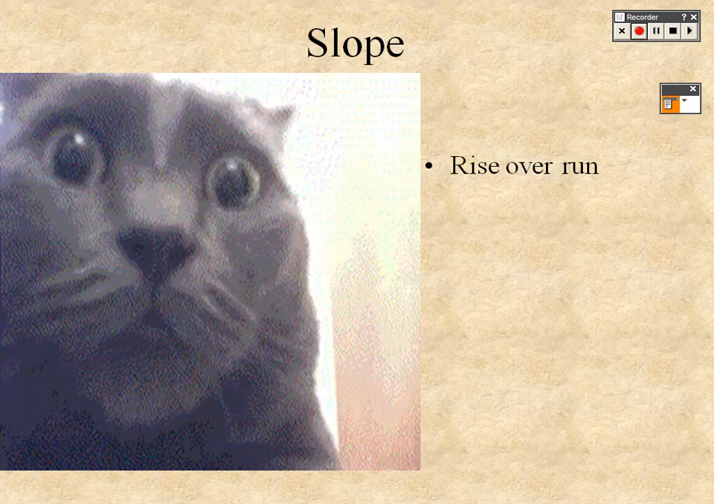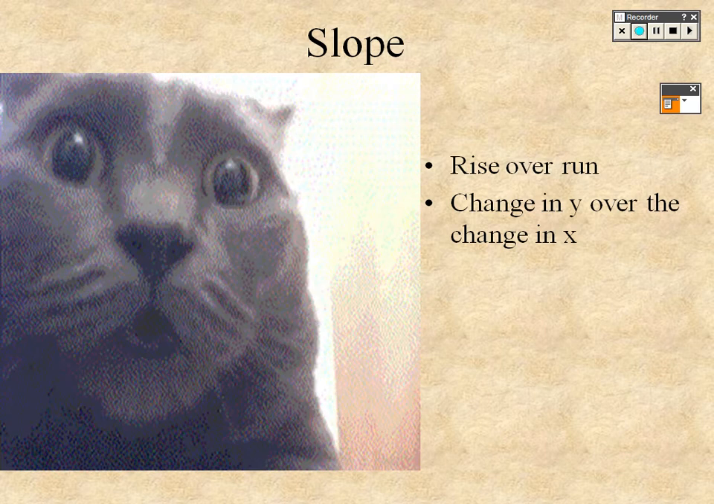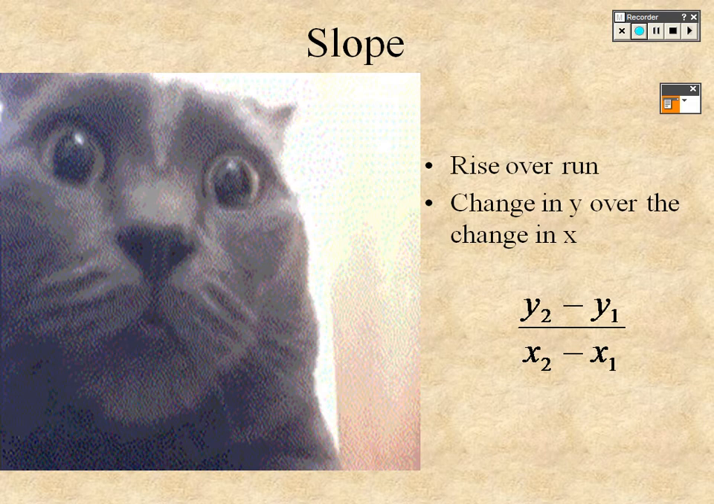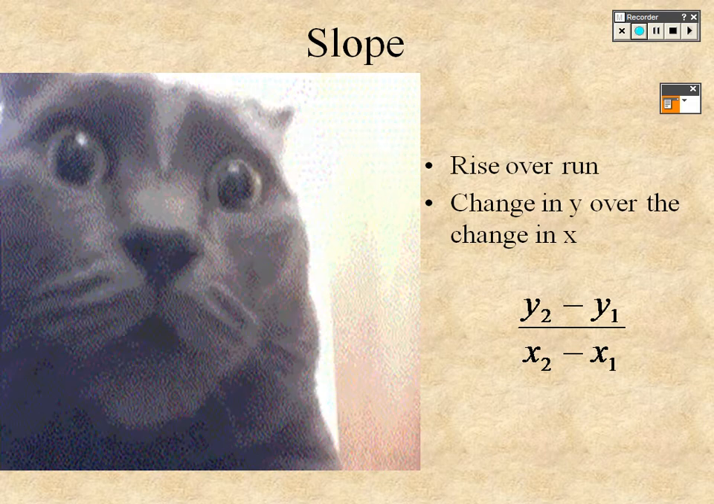So slope. Slope is rise over run. Change in y over the change in x. It's another way you might know what that is. And this is the last way, the formula, y2 minus y1 over x2 minus x1. It's the slope.